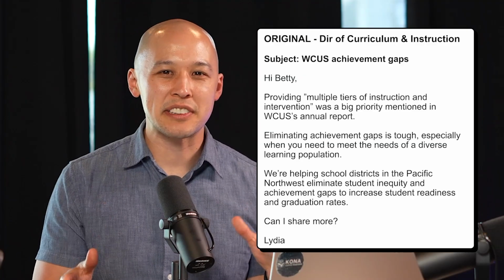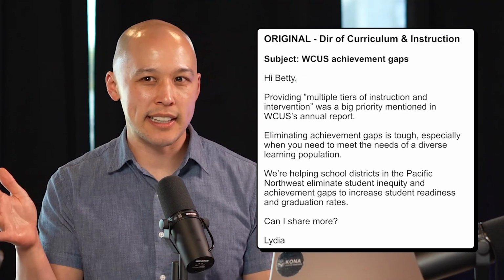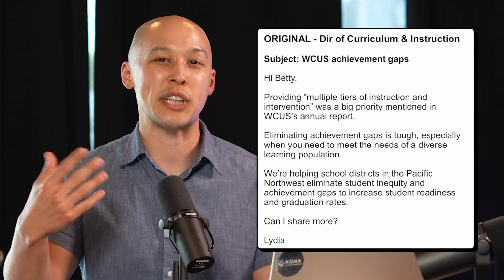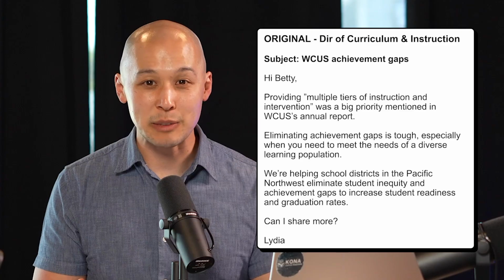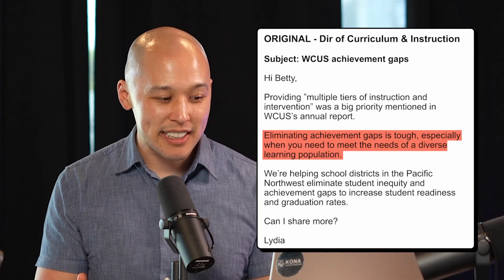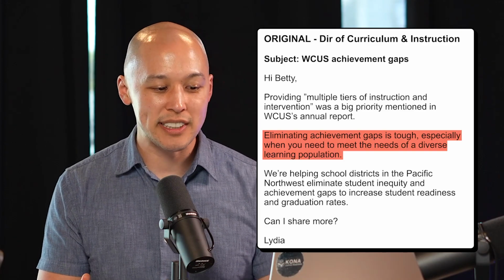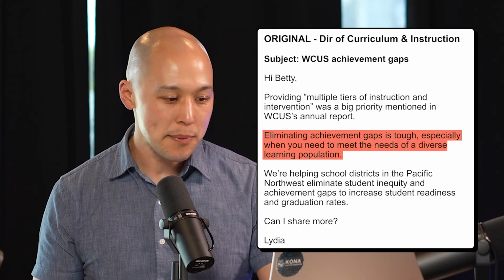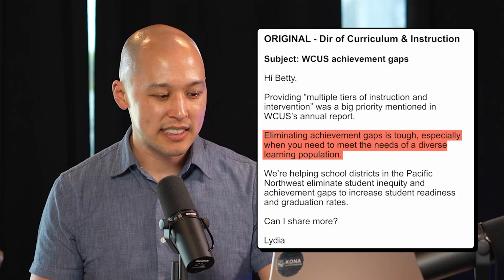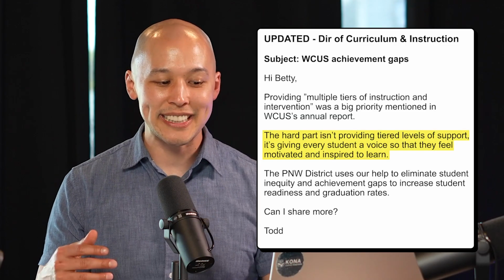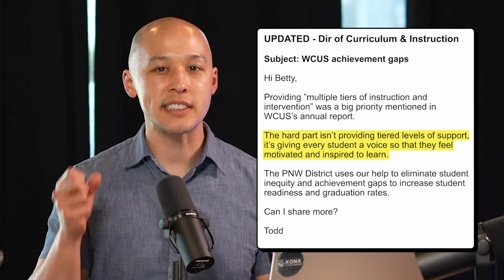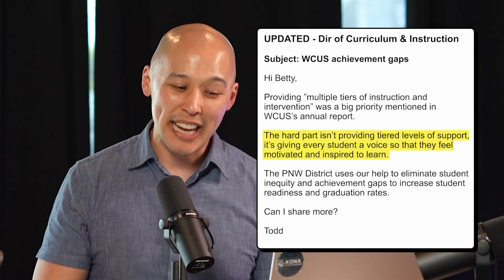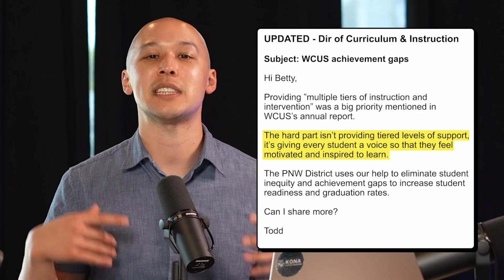Okay, so what you're looking at here is the original email, and then we're gonna add an element to it. This is a small, very nuanced change, by the way, that only a director of curriculum and instruction might pick up on. So if you look at this middle sentence, it's eliminating achievement gaps is tough, especially when you need to meet the needs of a diverse learning population. That in and of itself is not bad. The way that we can punch that up though a little bit is the hard part isn't providing tiered levels of support, which is honestly what most reps would go in for. We can help you provide tiered levels of support. It's giving every student a voice so that they feel motivated and inspired to learn.